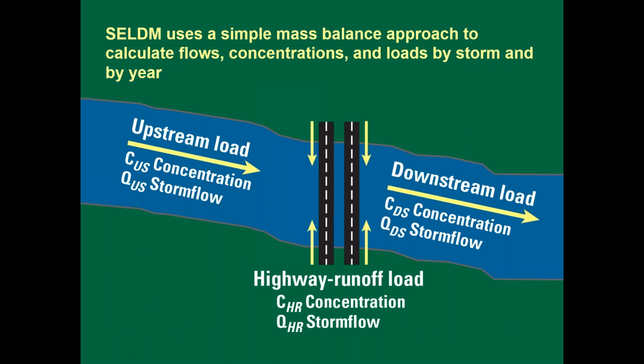As we talked about before, SELDM's a simple mass balance model. It uses Monte Carlo methods to generate the populations of concentrations and storm flows upstream, and concentrations and storm flows at the highway site or from the BMP. And we add our upstream loads to our highway or urban or BMP loads to get the downstream loads. We add the upstream storm flows to the highway or BMP storm flows to get our downstream storm flows, and our downstream concentrations are the loads divided by the storm flows. So all these variables are generated stochastically.